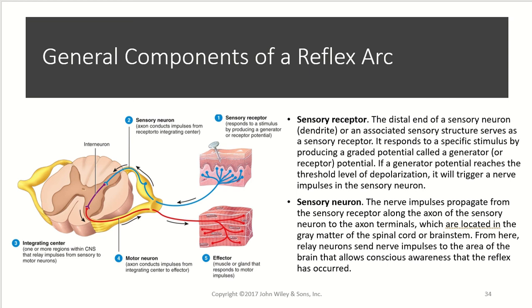So the second component of our reflex arc is the sensory neuron. So this is the nerve impulse. As that nerve impulse propagates from the sensory receptor along the axon of the sensory neuron to the axon terminals, which are located in the gray matter of the spinal cord or in the brainstem, from there, relay neurons are going to send nerve impulses to the area of the brain that's going to allow for conscious awareness that the reflex has occurred.